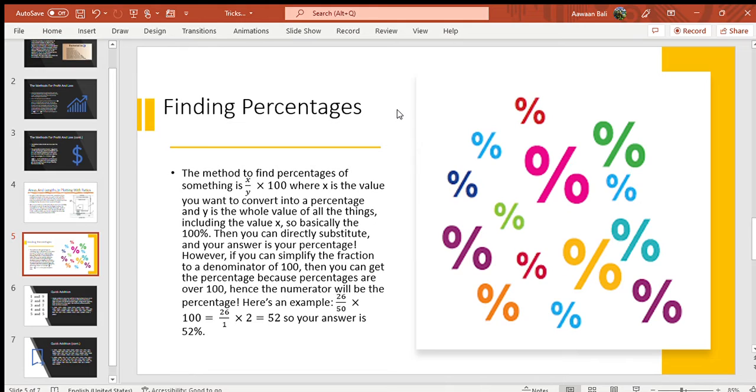Also here, 26 upon 50, if you multiply both numerator and denominator by 2, 50 times 2 is 100. So it'll become over 100, which means the numerator will become the percentage. So 26 times 2 is 52. So again, you get 52%. So therefore, that's your answer.